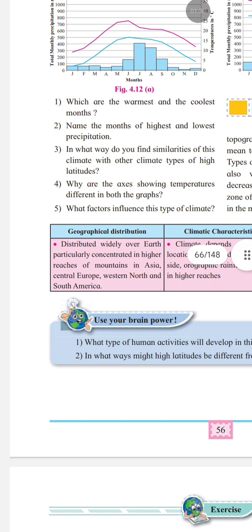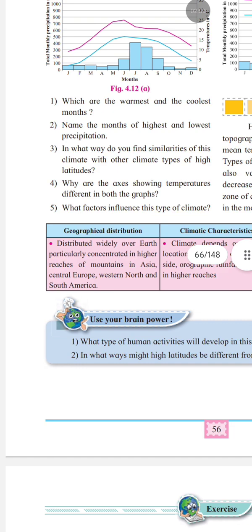Third question is in what ways do you find similarities of this climate with other types of high latitudes? So, mountain climates have some similarities with the high latitude climates, and temperatures are low and snowfall is common in higher areas. The temperature decreases as altitude increases, and many higher mountain areas remain covered with snow. This is the answer. Question 4 is why are the axes showing temperatures different in both the graphs?